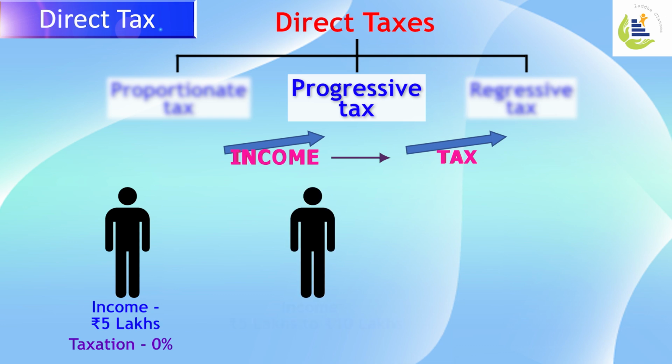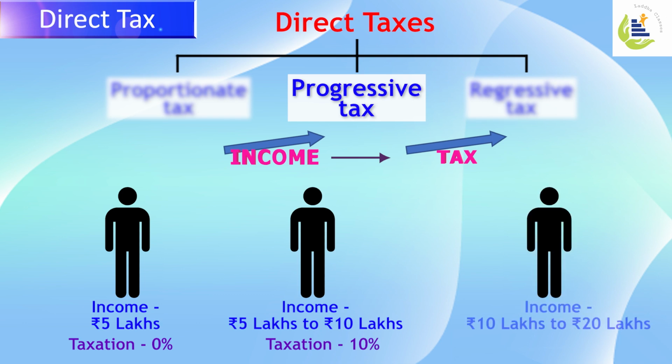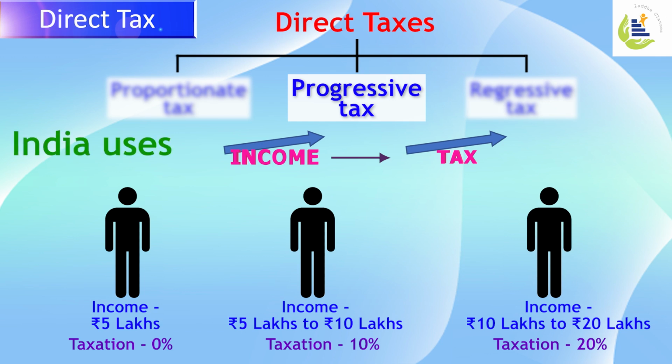A person whose earning is between 5 lakhs to 10 lakhs pays 10% of tax on income between 5 lakhs to 10 lakhs. A person who is earning between 10 lakhs to 20 lakhs will pay 20%. Similarly, as his income goes up, the rate of taxation also increases. You should know that in India, we use the progressive taxation system. So, in the progressive taxation system, as the income of a person increases, the rate of taxation also increases.